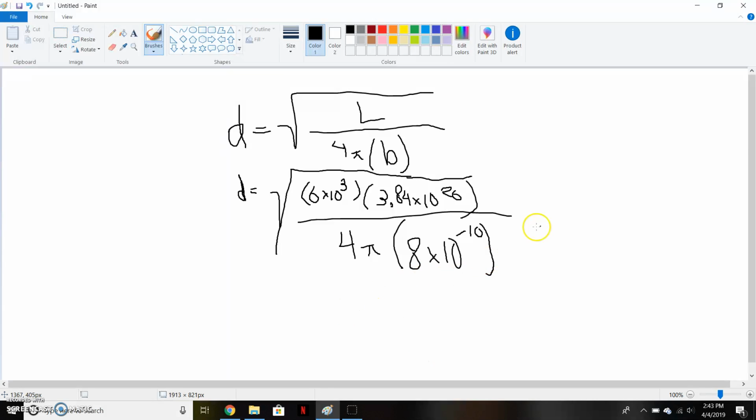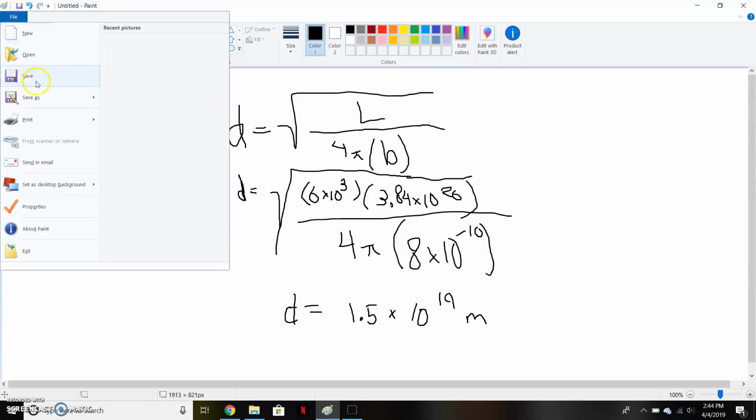And once you calculate all this, you should get distance is equal to 1.5 times 10 to the 19 meters. Alright.